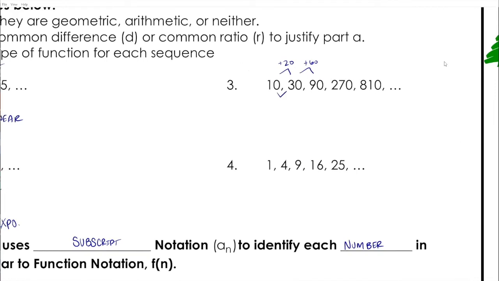But if we look at it geometrically, 10 to 30 is times 3, 30 to 90 times 3, 90 to 270 times 3, 270 to 810 is times 3. So again, this would be geometric with a common ratio of multiplied by 3, making it an exponential function.